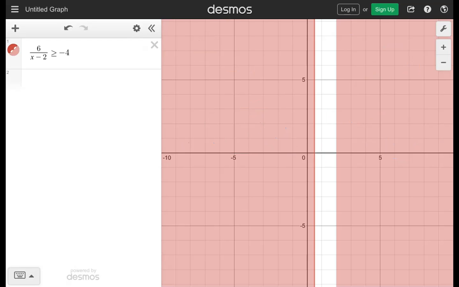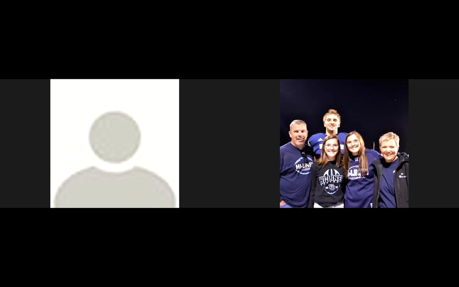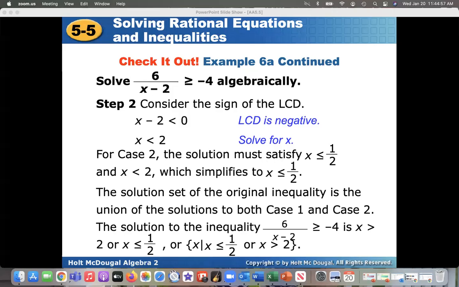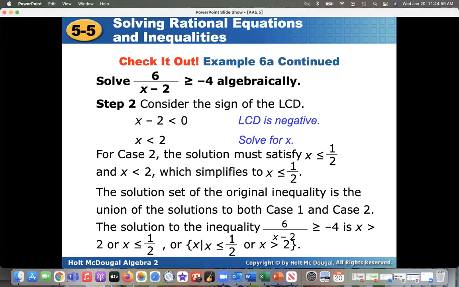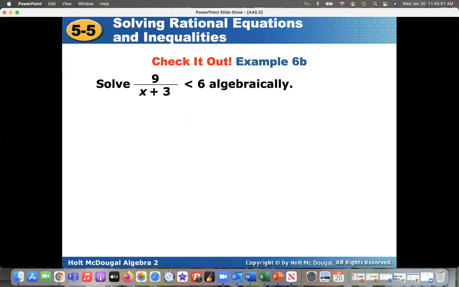Okay, so here's what I want to do now. I want you to try one graphically. See if you can solve that graphically. All right, take a few minutes, solve that graphically. Which means you're going to have to come up with those statements like we just had. X is less than or equal to 1/2, or X is greater than 2. All right, take a few minutes and do that.